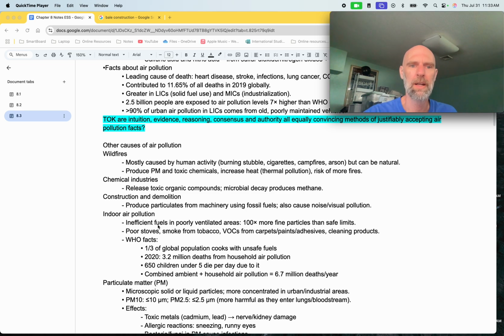Indoor air pollution. Inefficient fuels in poorly ventilated areas. Yeah. So, keywords there. Poorly ventilated areas, not enough airflow. That's one of the issues we have a little bit with better insulation. Not as much air comes into your house or into your building. The air is not fresh. In Germany, Austria, I was over there for a little bit in a hotel, and even though it's the middle of winter, they would open up the windows when they're cleaning your room, and you're like, why would you do that?